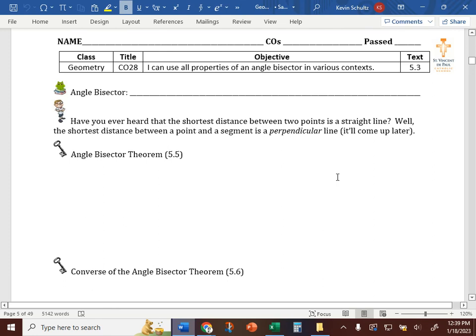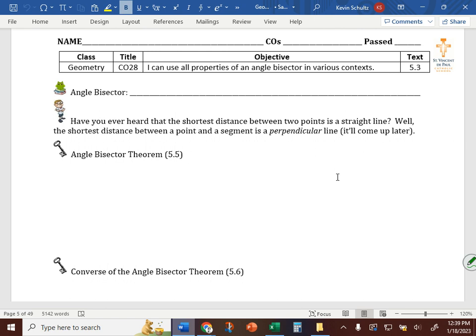Good day, geometry. We are going over CO28 today, which is the angle bisector theorem. We've talked about an angle bisector before, I believe in CO6. What does an angle bisector do? Definition of an angle bisector. Kylie: It splits two angles down so that it makes them converge each other.